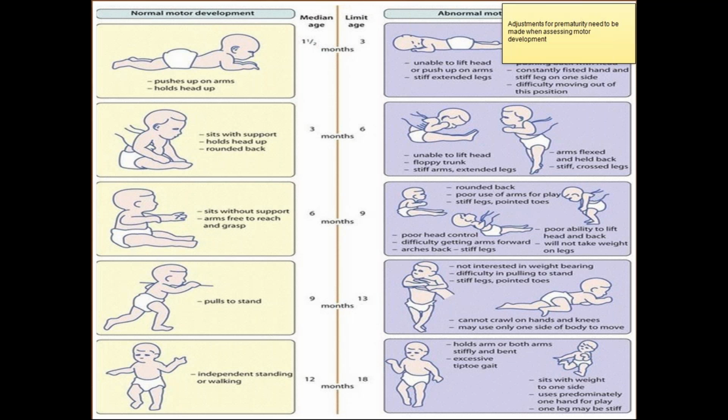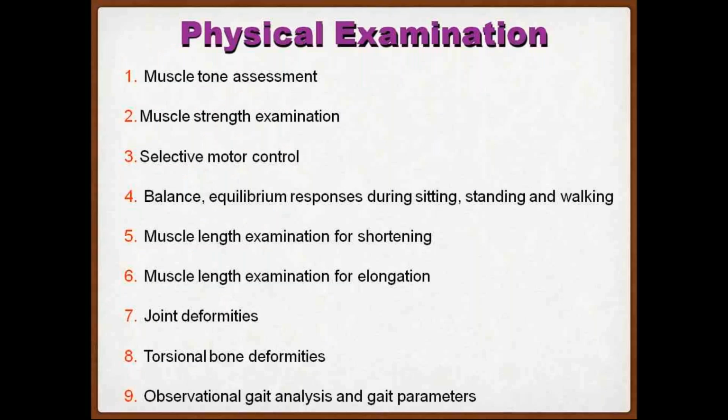Motor milestones will not be achieved as in a normal baby. Generally, in spastic cases they will be very stiff, whereas otherwise it may be floppy. But in spastic it will be very rigid, with stiff extended legs, unable to lift them. So milestones will not be achieved properly.